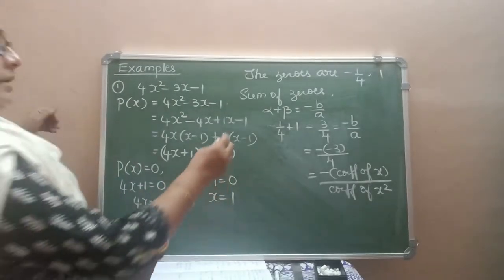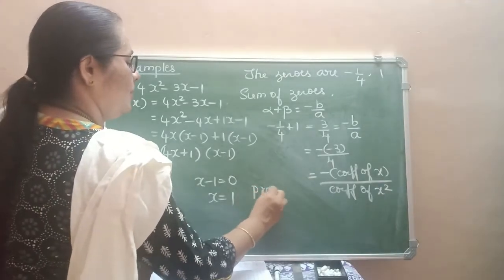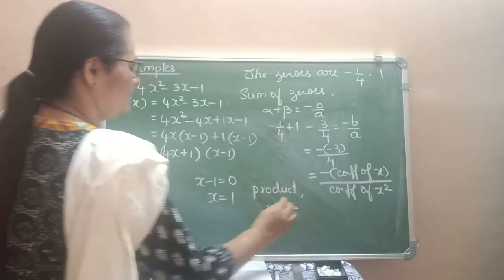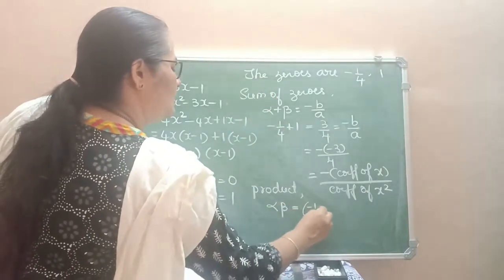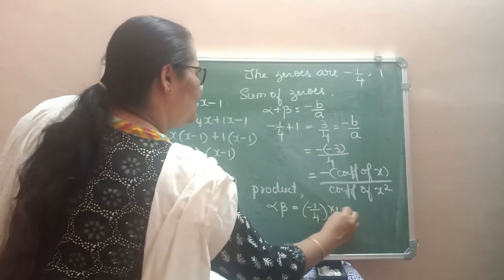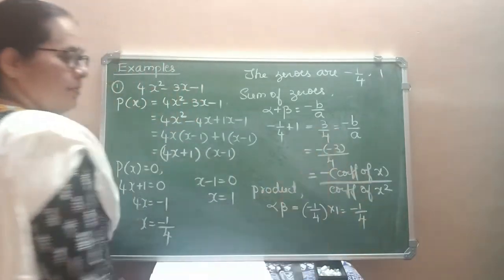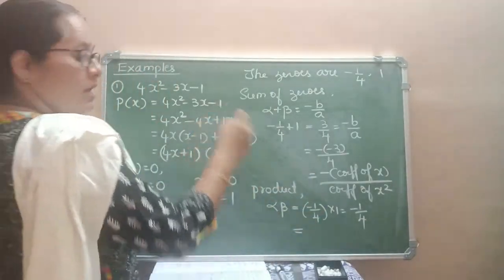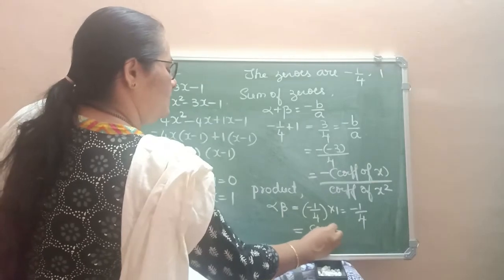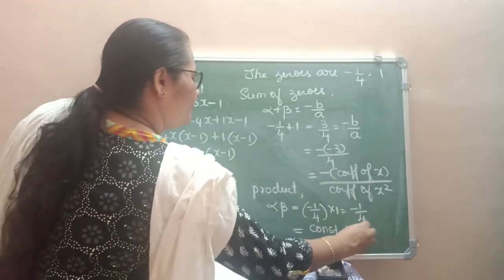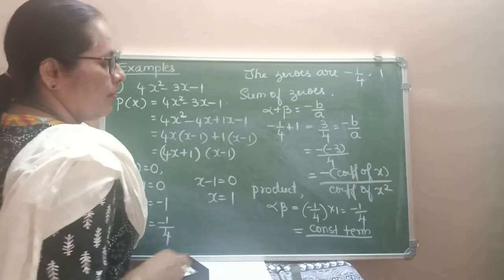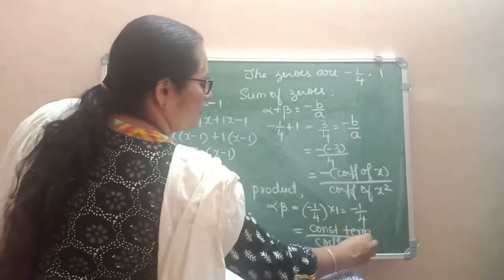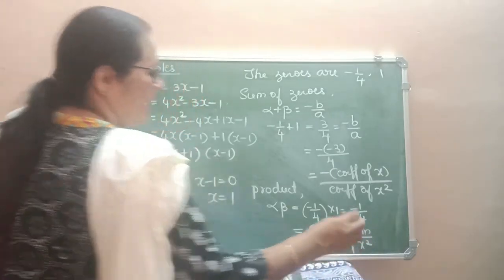Similarly, product of the zeros, that is alpha into beta. So product of the zeros is minus 1 by 4 into 1, that is minus 1 by 4. Product of the zeros, which is nothing but, what is minus 1 here? Constant term. So constant term divided by coefficient of x square.